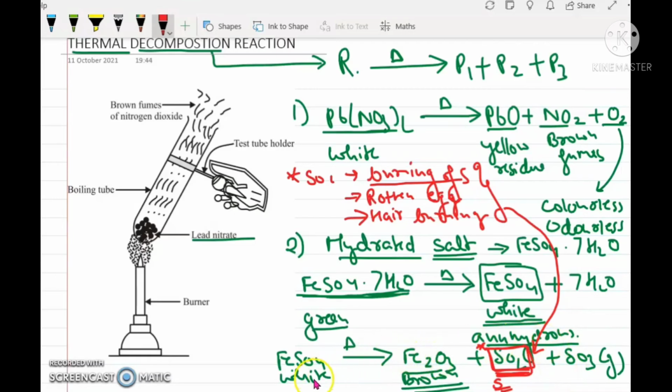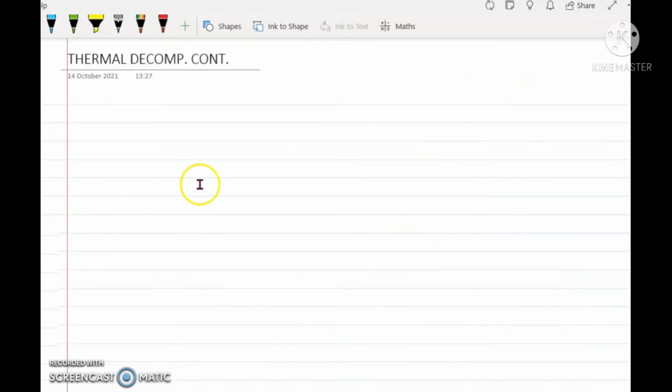So if I summarize it, the white color ferrous sulfate crystals when heated are going to give you the brown color residue in the form of Fe2O3, the burning-sulfur smelling gas, which is SO2, and SO3 gas will also be evolved along with it. So one reactant with the input of heat breaking down into two or more products is again an example of thermal decomposition reaction.